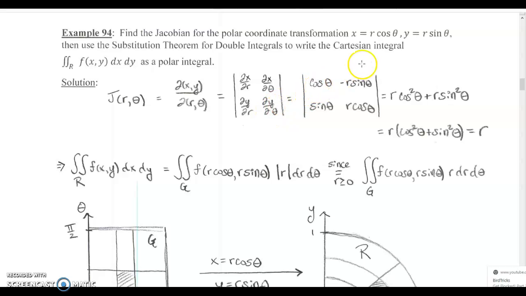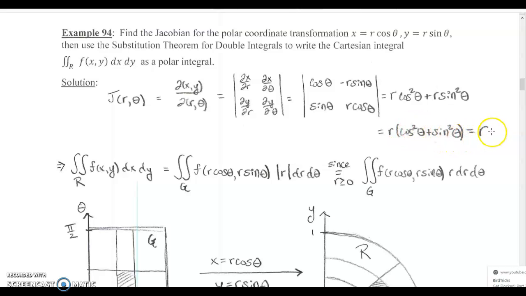So those are simple derivatives. Partial of x with respect to r is just cosine theta. Partial of x with respect to theta is minus r sine theta. Partial of y with respect to r is sine theta, and the partial of y with respect to theta is r cosine theta. So when I do the 2 by 2 determinant evaluation, I multiply cosine theta times r cosine theta, and I get r cosine squared theta minus the off diagonal. So sine theta times minus r sine theta is minus r sine squared theta, but it's minus that, so it's plus r sine squared theta. Factor out an r, I get r times cosine squared theta plus sine squared theta, and that equals r.